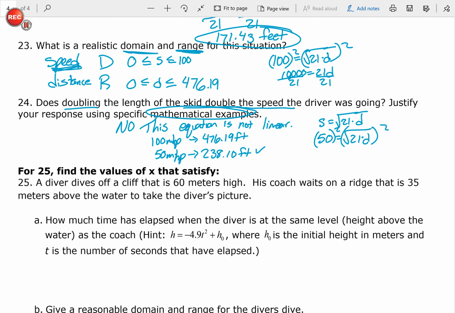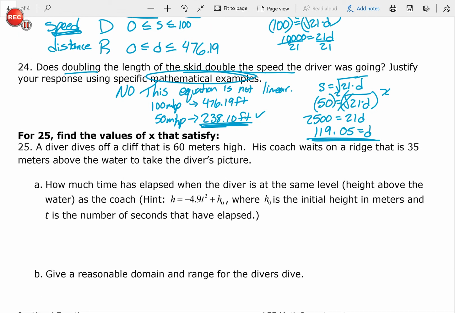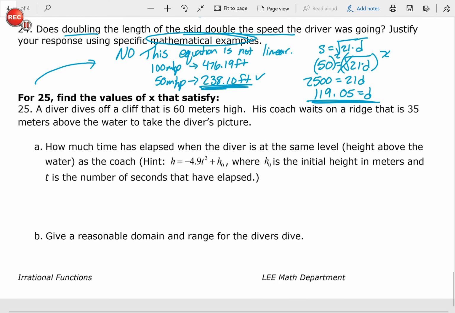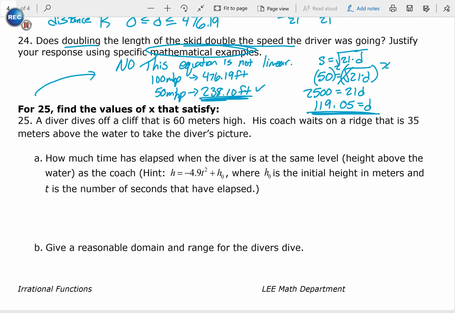50 squared is 2,500, which equals 21 times the distance, because this is going to simplify out. Then we need to divide both sides by 21. So then we're going to be left with 119.05 as our distance. So you can clearly see that this is not the same answer, so it is not linear. Because it does follow that square root function. Now we need to find the values of x that satisfies.